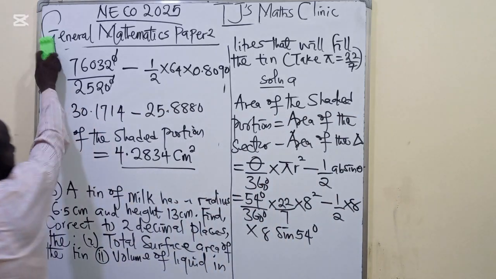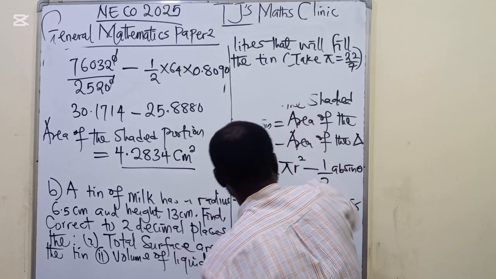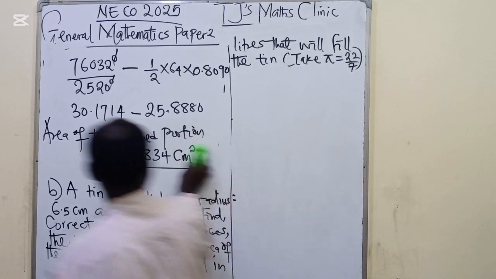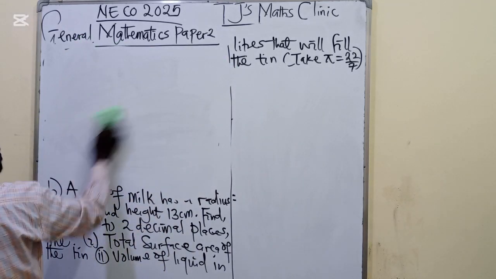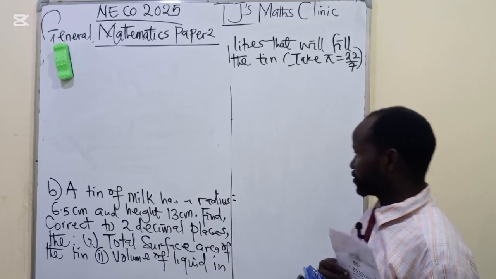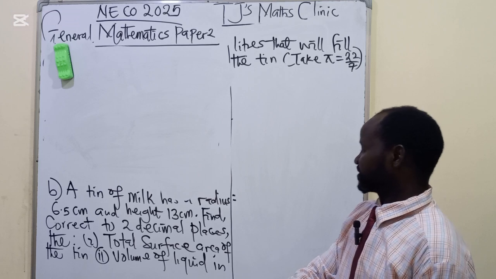Let's move to 8B. Permit me to clean this so that we can solve 8B. Let's clean up to this point. 8B now. Let's read. A tin of milk has a radius 6.5 cm and height 13 centimeter.